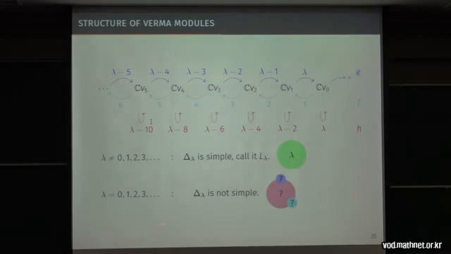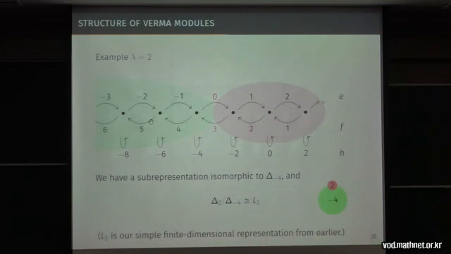Whereas if lambda is a non-negative integer, then there's this submodule, which is on this slide. Okay? So here, in this green bit, no matter how I move around, because of this 0 here, I can't get out of this green bit. And so this is a submodule. And then I can take the quotient, and what I get is precisely one of these finite dimensional things I wrote down before. And so in this particular case, this Verma module looks like a molecule.